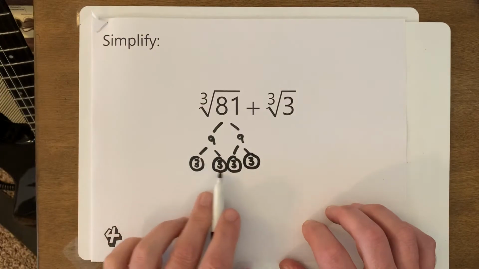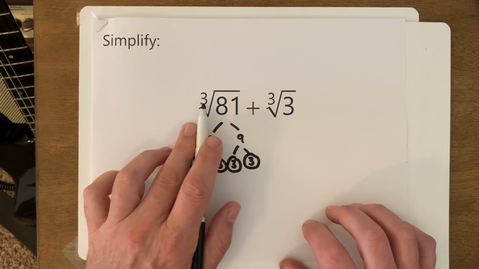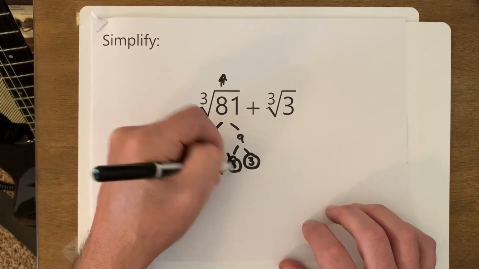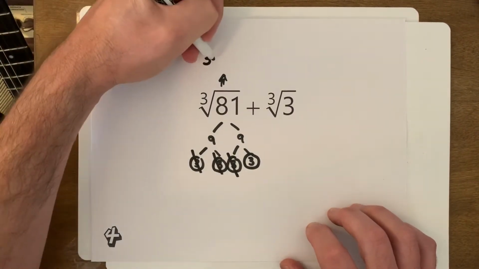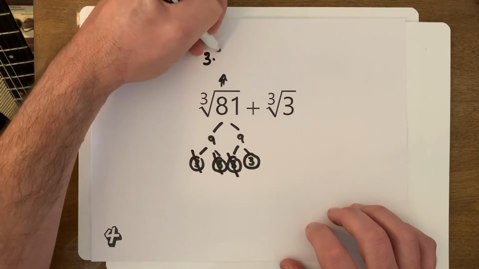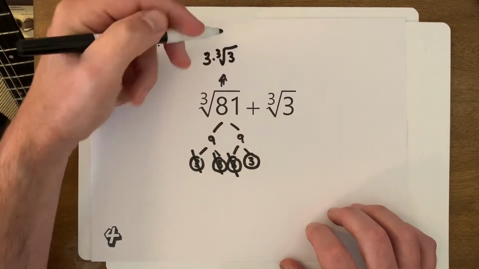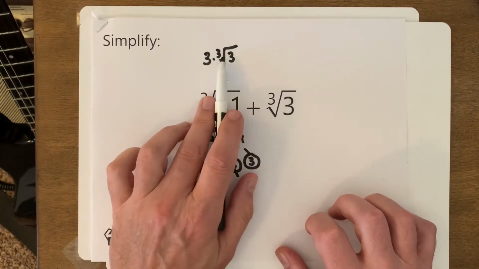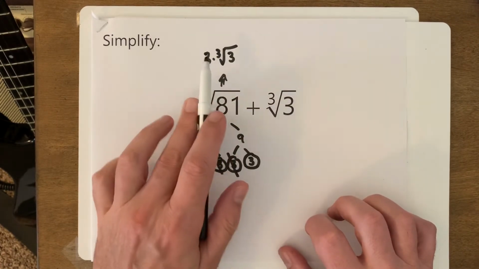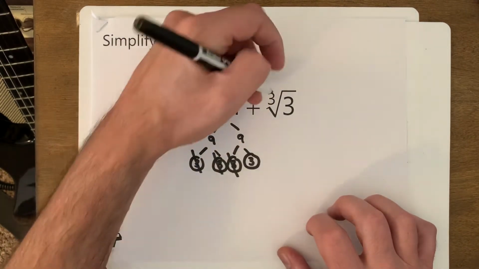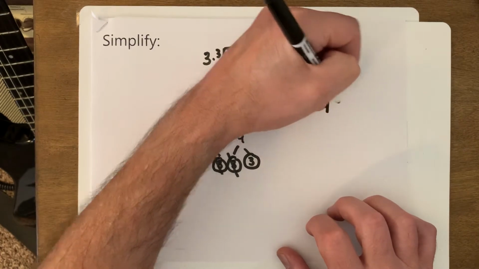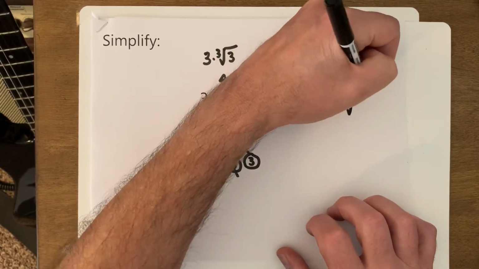Okay, so now I need 3 of them down here to come out as 1 on the outside because my index is 3. So 1, 2, 3, and I have 3, and then I've got to be careful, cube root of 3 this time, not square root, but cube root. So I've got 3 of these guys here. They look complicated, but it's really just the cube root of 3 and another 1. Well, that's going to be a total of 4, right? Because we do know that there is actually a 1 in front of there. There's one of them. 3 and 1 makes 4. So 4 times the cube root of 3.